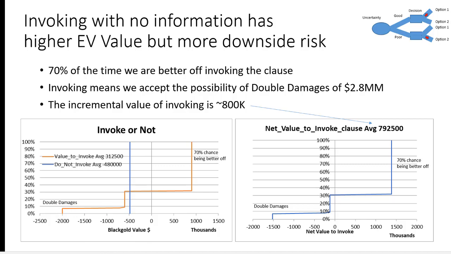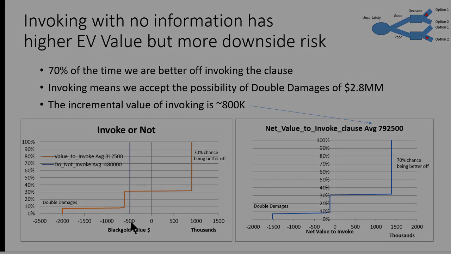So what is the net value of invoking? Well, that's the difference between these two curves. And in this case, it's pretty simple to calculate. Here is the $800,000 delta shown here. And we're about $1.4 million better off here. And downside is only 1.5 incrementally versus not invoking over here.